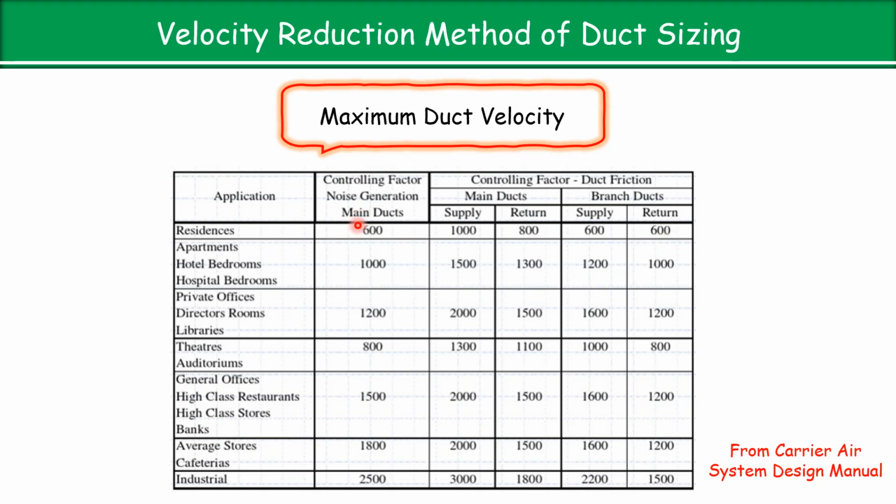In the main duct I told you the maximum velocity is 1000, but the controlling factor is noise generation, so in the main duct the minimum is 600. Don't go less than 600 in the main duct. That is for residences. In the same way we have apartment, hotel bedroom, and hospital bedroom, and their ranges are given, showing how much velocity you have to maintain in the main duct or in the branch duct. Different applications are given. Now let's see the example.